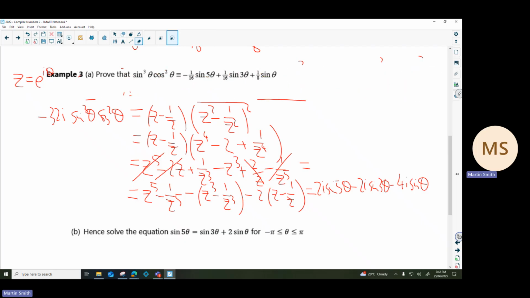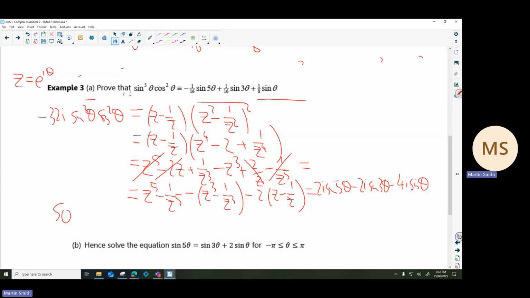If you divide everything through by minus 32i, the identity we are looking for comes up. So that leaves me with this dividing through by minus 32. Let's create a little bit more space down here. I end up with sine cubed theta cos squared theta is 2i divided by minus 32i, which is minus 1/16 sine 5 theta. Minus 2i divided by minus 32i is plus 1/16 sine 3 theta. And then finally, minus 4i divided by minus 32i is plus 1/8 sine theta.